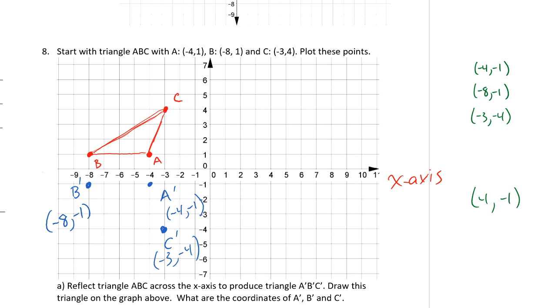So I'm going to go ahead and make these blue, and then let me go ahead and sketch this triangle. So this is the triangle that I get after reflecting across the x-axis. And of course, if I was to reflect this across the y-axis, it would have gone this way. And when you reflect across the y-axis, your y-coordinates stay the same, but your x's become the opposite of what they were.